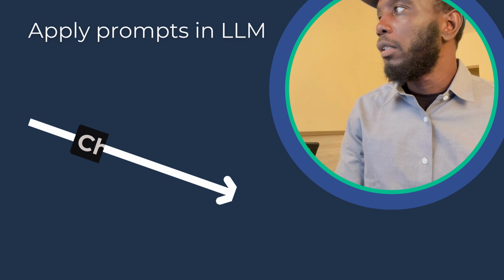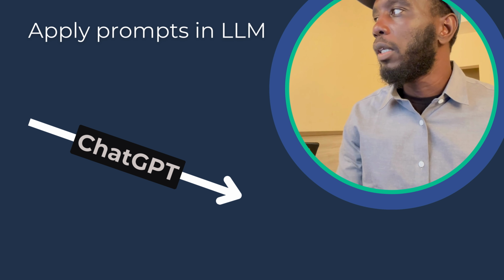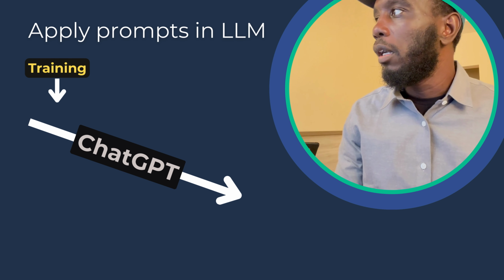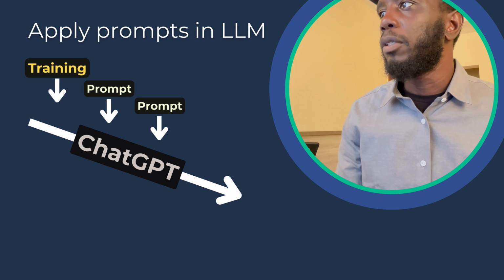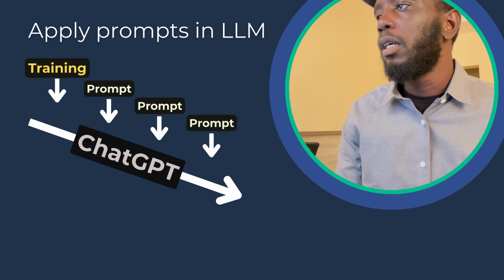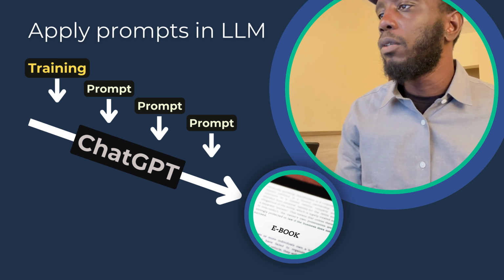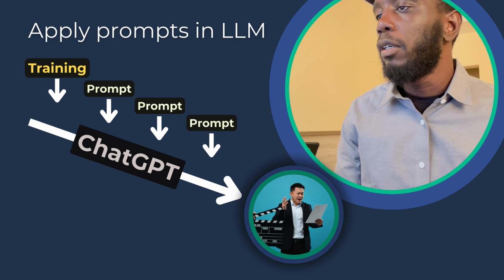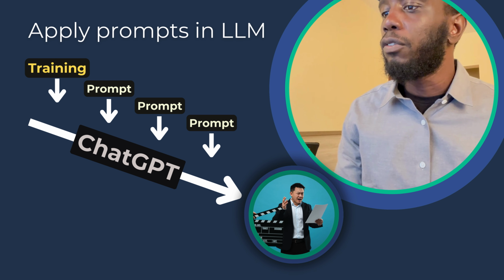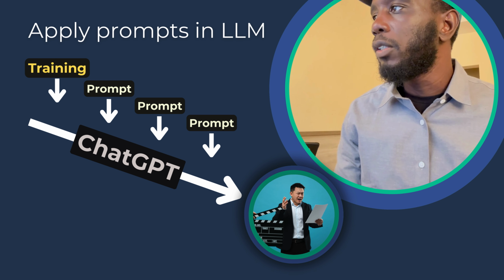So then, as you see, our prompts will be applied one at a time into ChatGPT. Of course, we'll start with training our chat from the very beginning. That'll be the first step. Then it's one prompt, another prompt, till we eventually get the final result. Maybe it's an ebook that we're after, or maybe we're trying to write a script for a video. Whatever it is, we're able to do so.